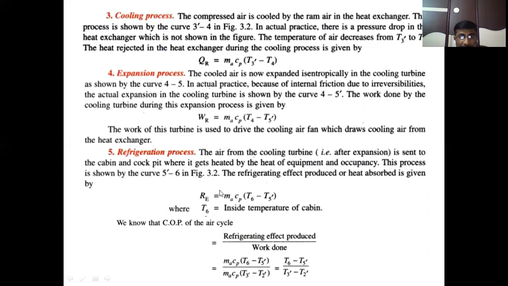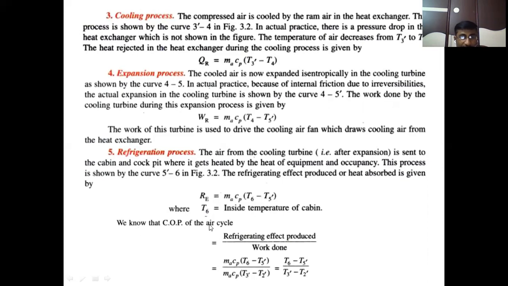RE equals mass of air passing through the cabin, times specific heat, times change in temperature across the cabin. T6 is the temperature of air at exit of the cabin, which is the temperature maintained in the cabin, and T5 dash is the temperature of air passing into the cabin. This is the refrigeration effect produced in the system.